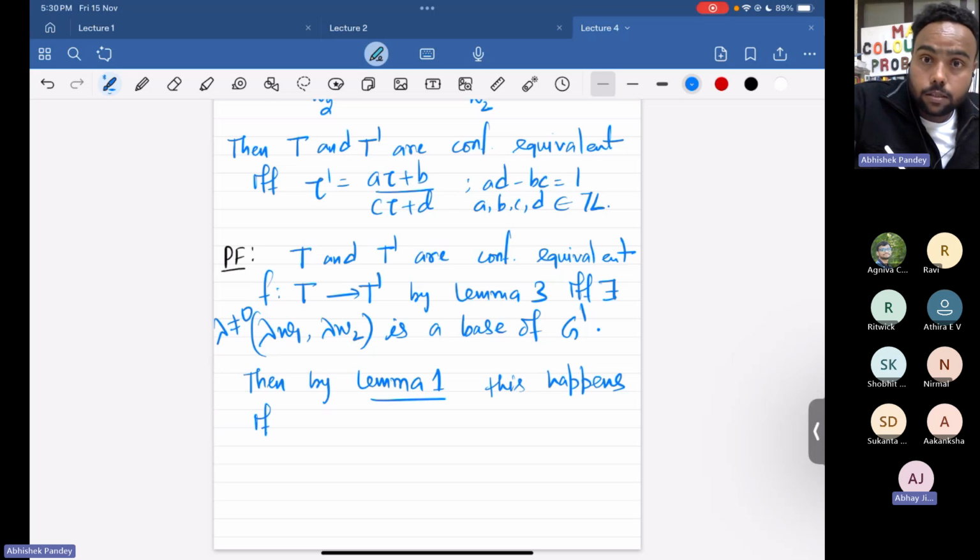Abhishek, you have 5 more minutes. Do you need more time? No, no, I will be completing. This is the last theorem and just some remark.